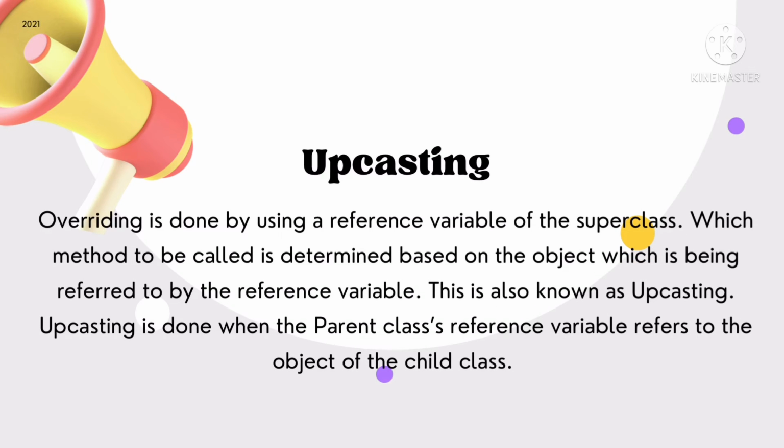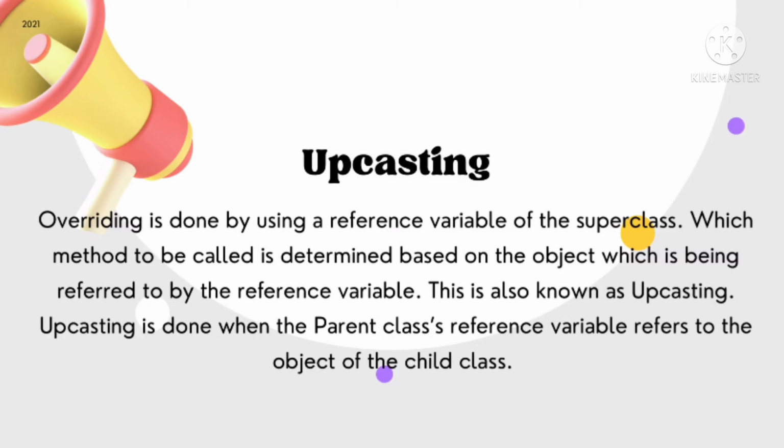In the context of method overriding, first learn about upcasting. Overriding is done by using a reference variable of the superclass. Which method to be called is determined based on the object which is being referred to by the reference variable. This is also known as upcasting. Upcasting is done when the parent class reference variable refers to the object of the child class.